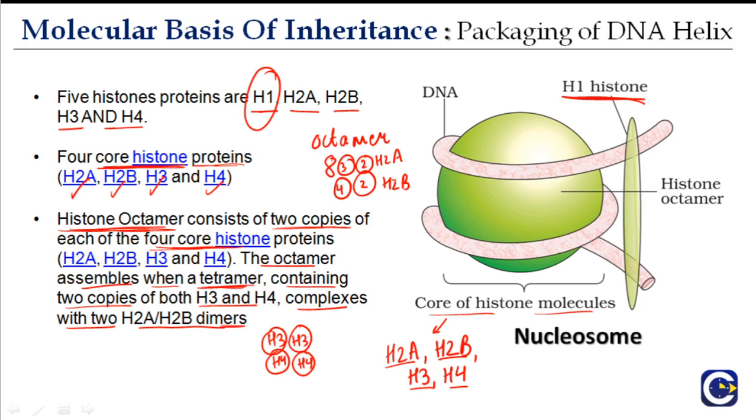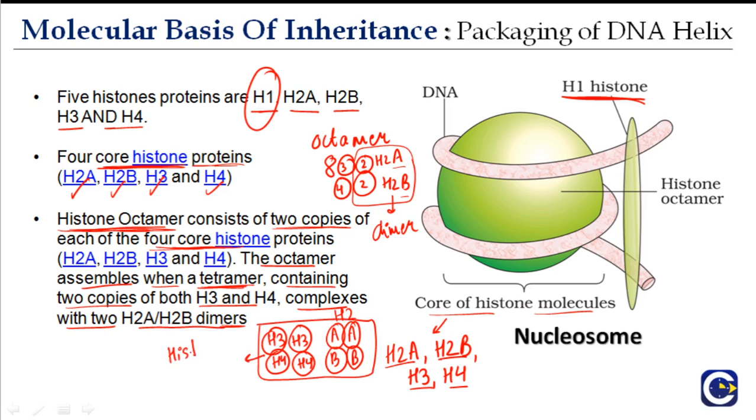Here I told you that H2A and H2B exist as a dimer. It is very easy to remember, right? It is A, B. There is a reason it is called H2A and H2B, because it exists as a dimer. The octamer is formed when 2 copies of each of H3 and H4 bind to 2 dimers of H2A, H2B. They combine together and this results in the formation of the histone octamer.